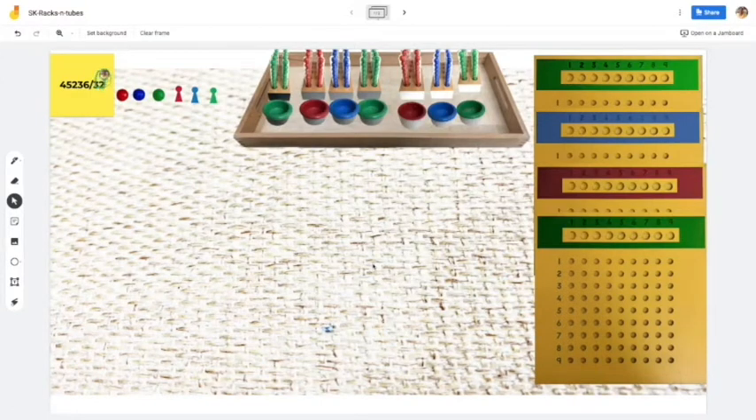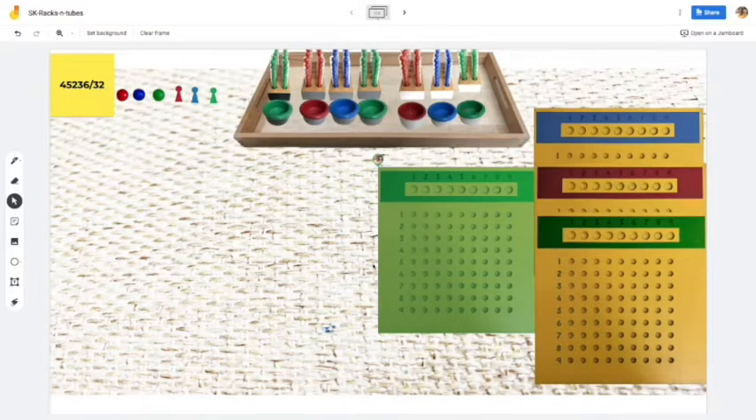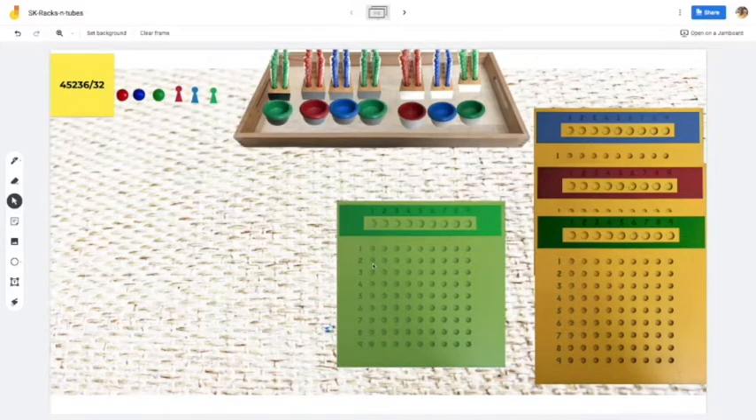We have the divisor as 32, as you can see, 3 tens and 2 units. So let us take the division boards accordingly, the unit board and the tens board. We need only 2 boards in this problem because it's a double digit divisor problem.